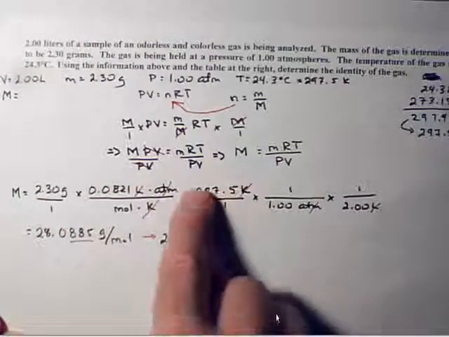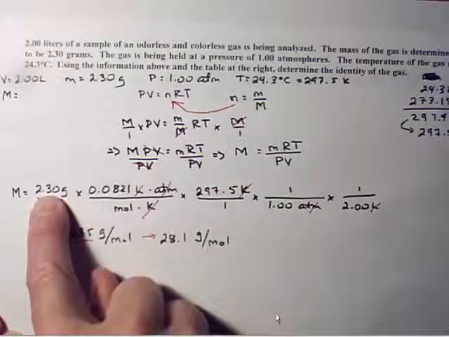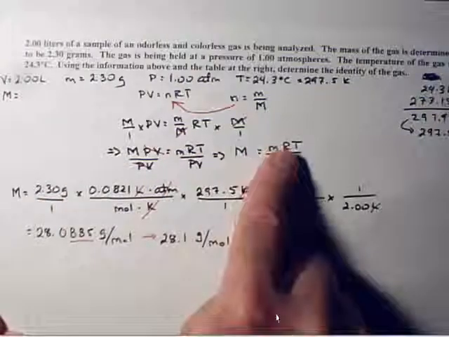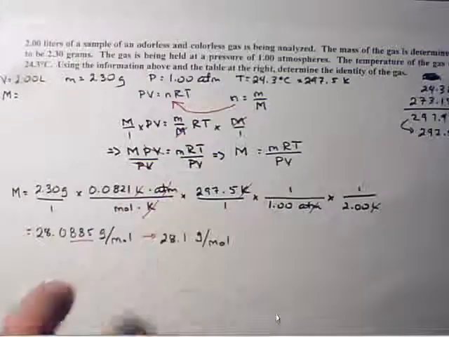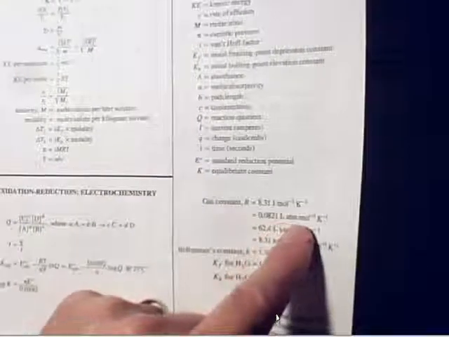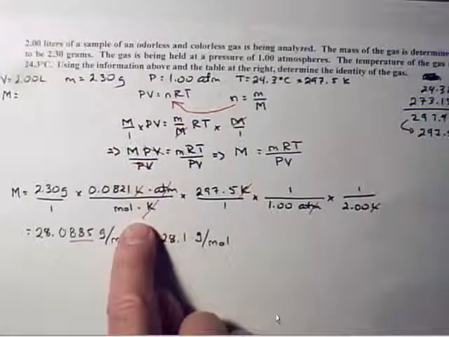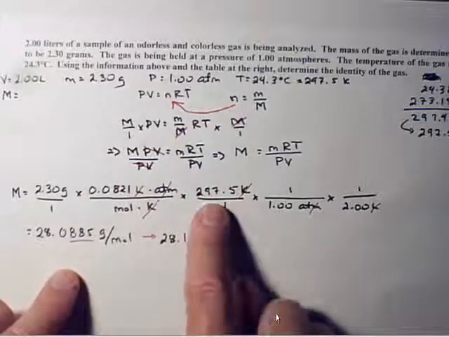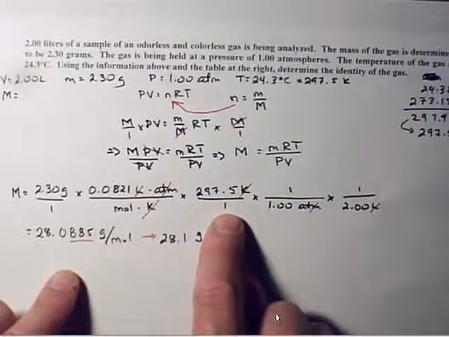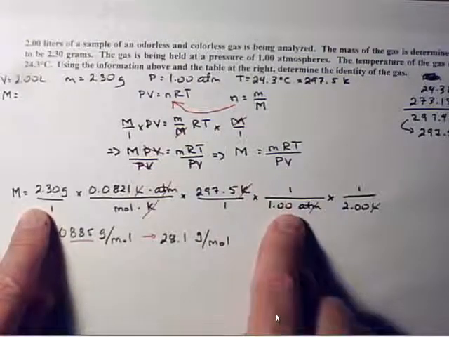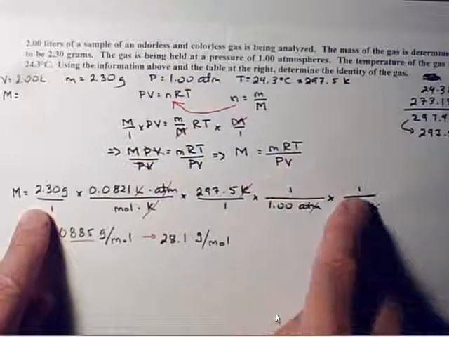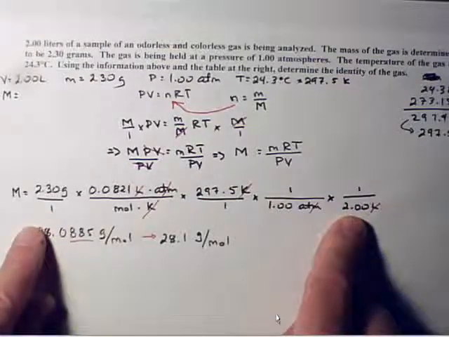So the mass is 2.30 grams. Okay. R, we're using the gas constant that contains atmospheres. That's on your test references. Gas constants are listed right here. Okay, 0.0821 liters atmospheres over moles over Kelvin. Okay, and then you got your temperature in Kelvin, 297.5 K. And then you've got to put that over the pressure. So I just do an inverse for pressure here and an inverse for volume here, just to make the math work out nice and easy.